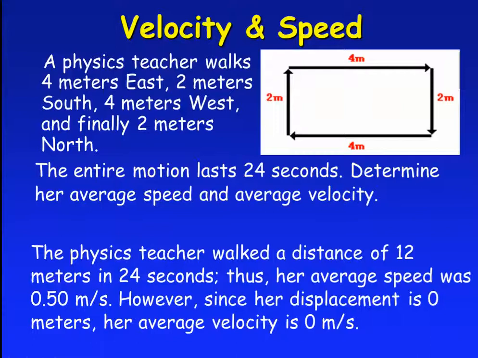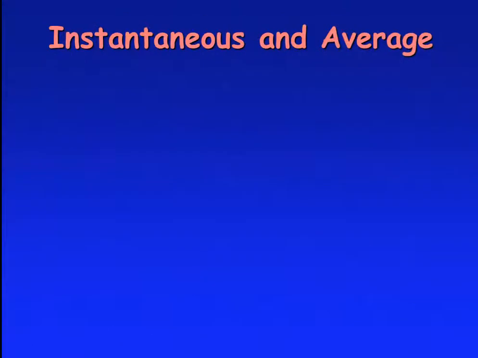However, I went right back to the place that I started from, so my displacement is 0 and my average velocity is 0. I know it seems tricky, but it's really just a matter of how we've defined them. Sometimes the magnitude of the average velocity is the same thing as the average speed.